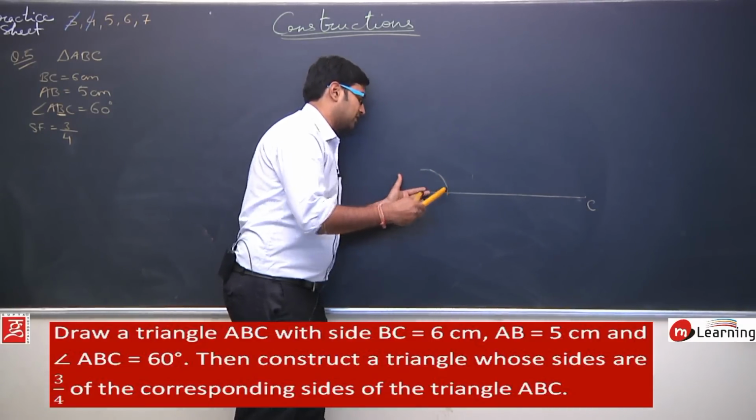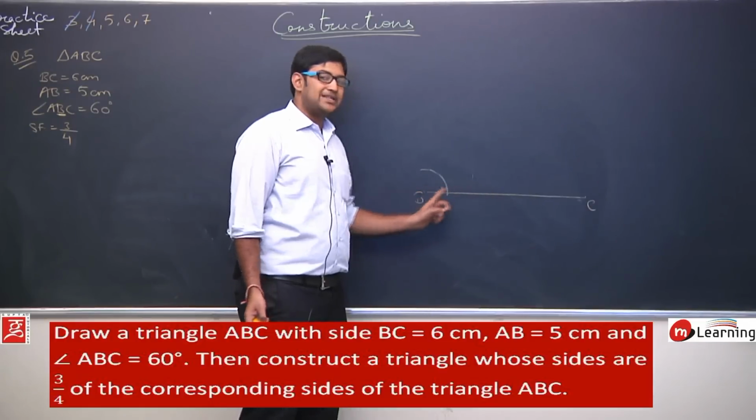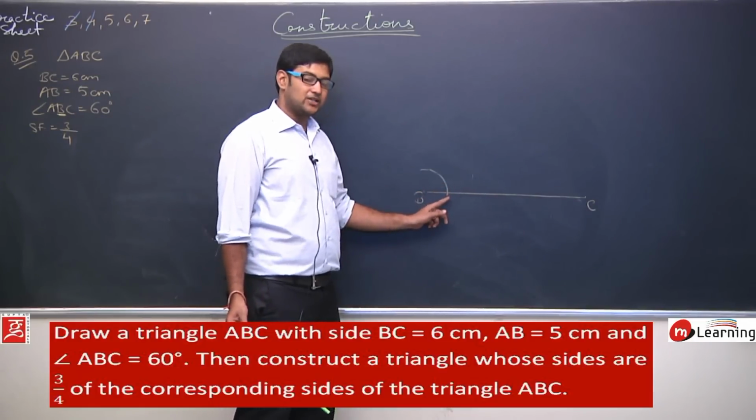I will make an arc like this. So you can see I have made the arc. This arc is intersecting BC at some point, at this point.